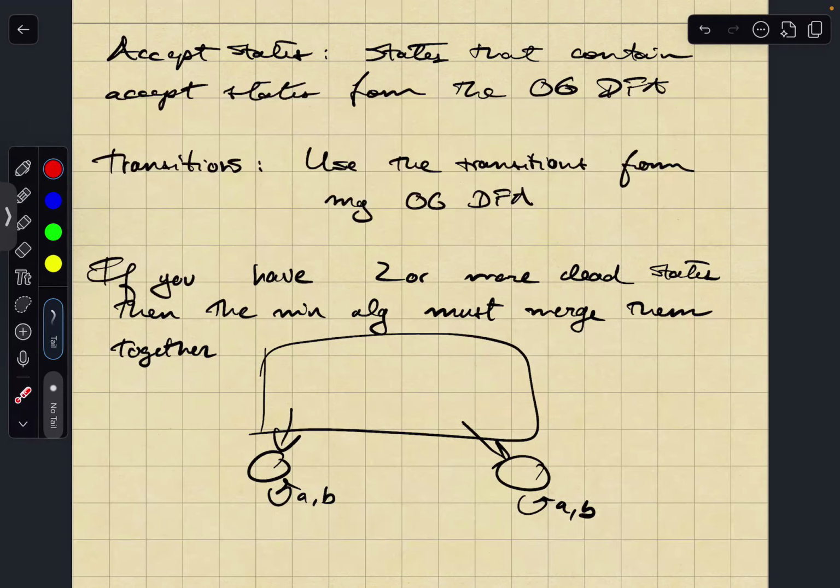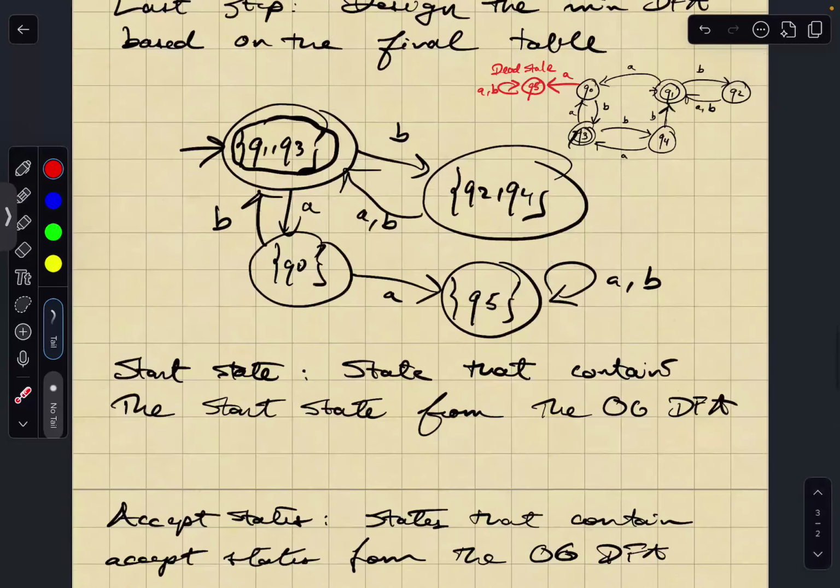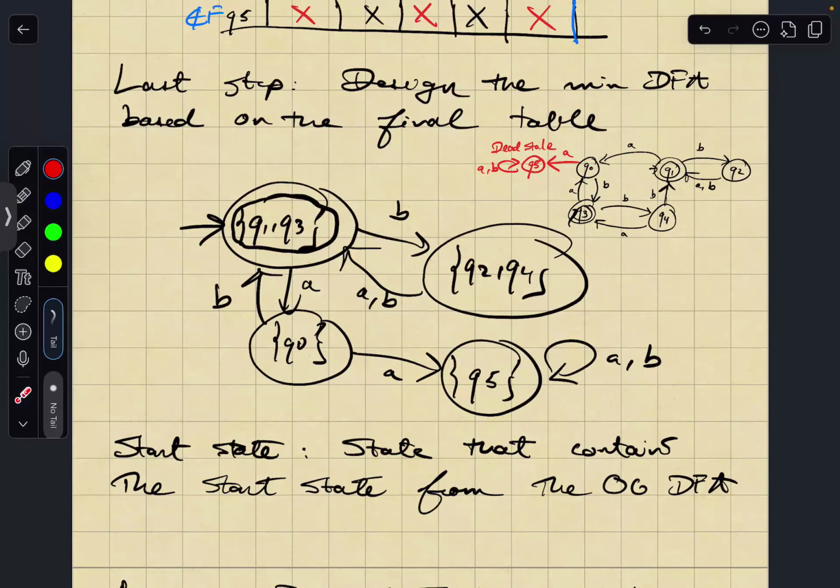So the question is, for the states in the minimal DFA to be accept states, do they have to contain all of the accept states? The short answer is no, because it's possible that you have two accept states that initially are merged together, but then your minimal DFA splits them. In which case both of those states are also going to be accept states.